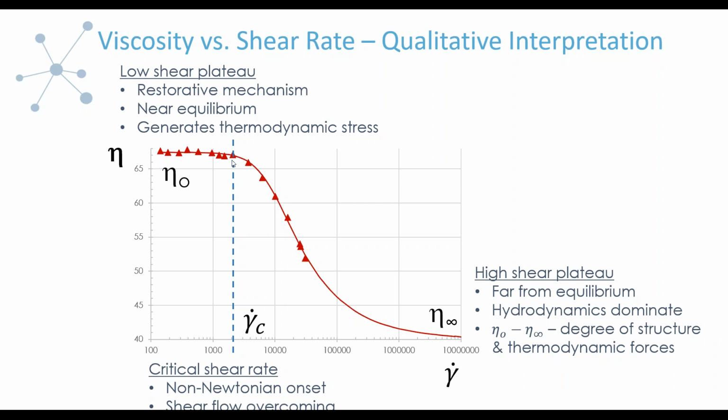Then, as we ramp up the shear rate higher and higher, at some point there's going to be a tipping point, and the external flow field is going to start dominating the situation. This is where we see the critical shear rate, or the onset of non-Newtonian or shear thinning behavior, where the shear flow is overcoming these mechanisms that are acting to maintain the equilibrium structure. Then as we go higher and higher in shear rate, we ultimately get to the high shear plateau, where the structure is very far from equilibrium because we basically wiped out anything that was trying to keep it there. This is the region where we say that the hydrodynamic interactions dominate.